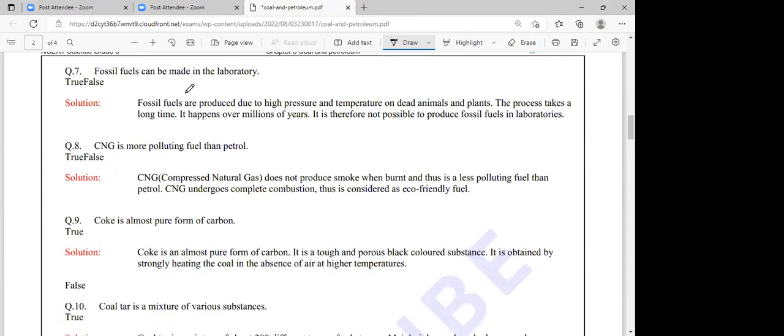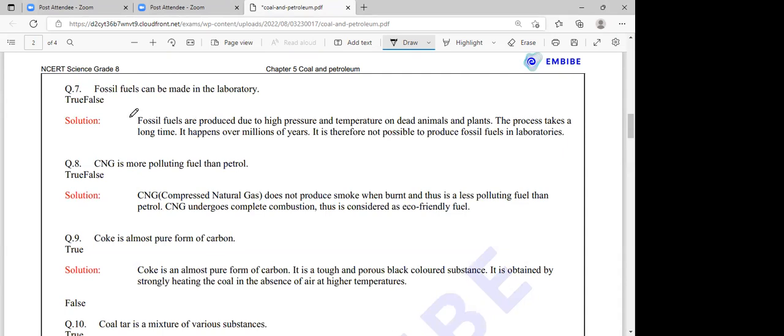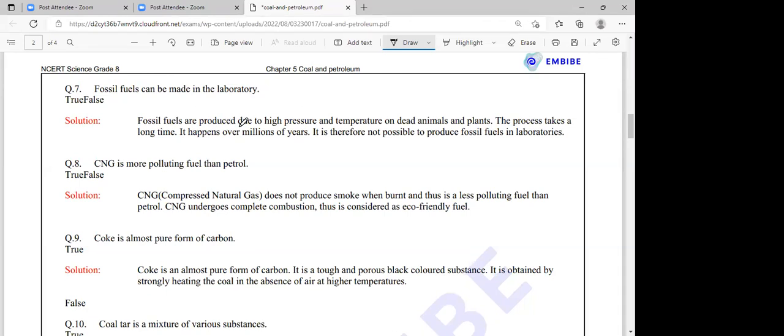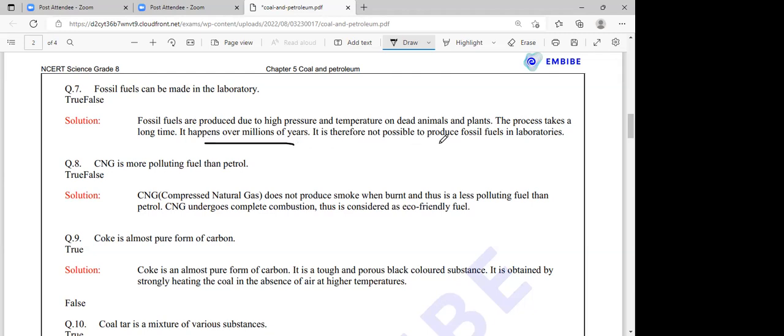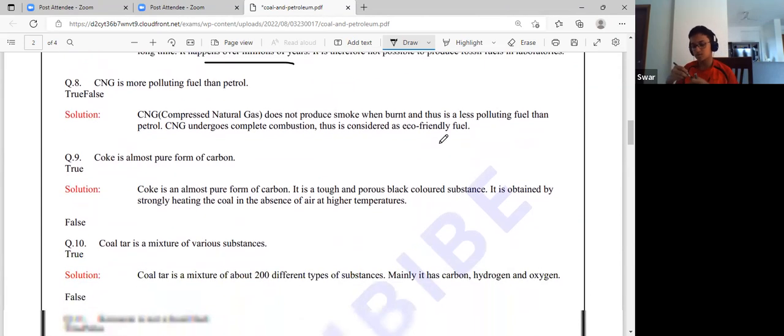Now this one, true and false. Fossil fuels can be made in laboratory. True or false? False. Why? We have to write that fossil fuels are produced due to high pressure and temperature acting on dead animals and plants. The process takes a long time, happening over millions of years. Therefore, they are not produced in the laboratory. Let's complete all this, then you will write.